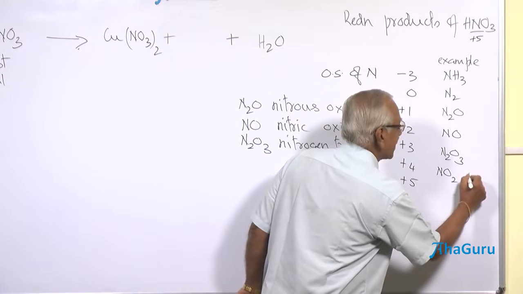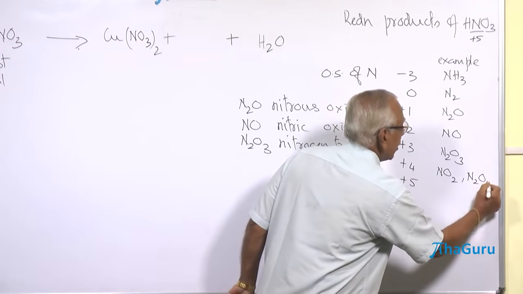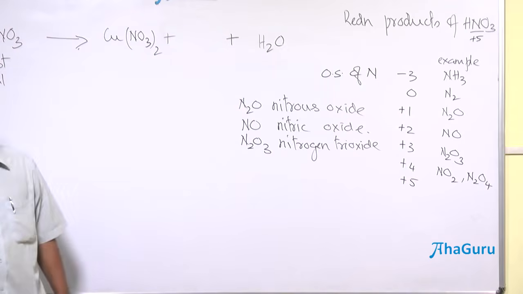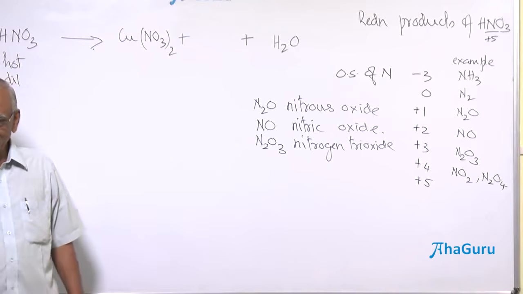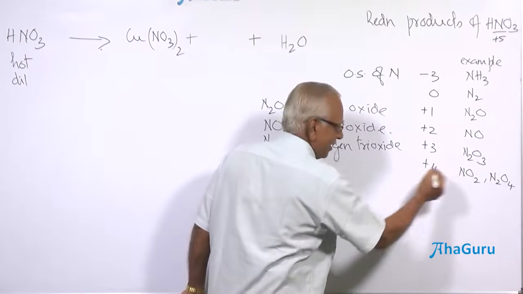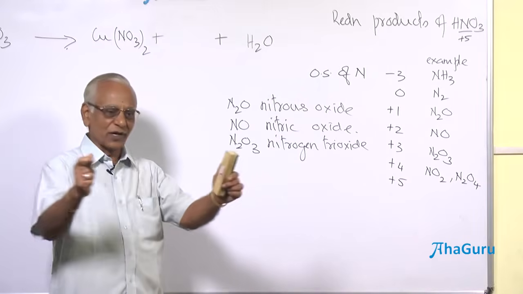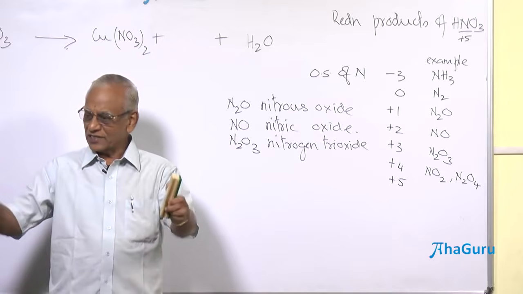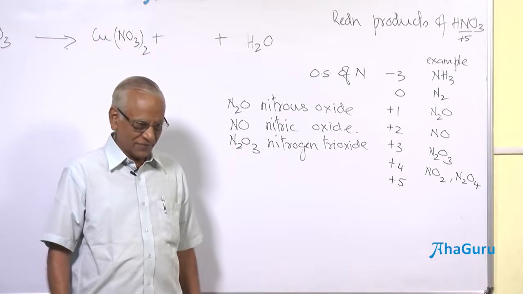You have one more example, N2O4. How many oxygen atoms? 4 oxygen atoms. Therefore, how should it be called? Nitrogen tetroxide. In fact, this is the dimer of NO2. Two NO2 molecules combine together to form one N2O4. This is what is known as dimerization.